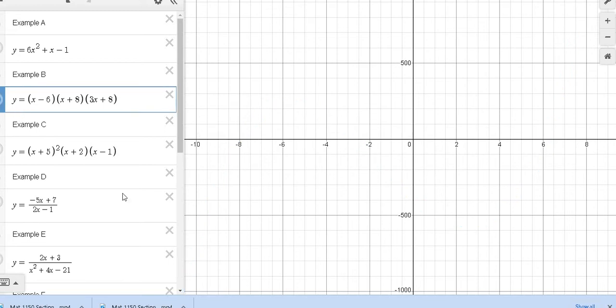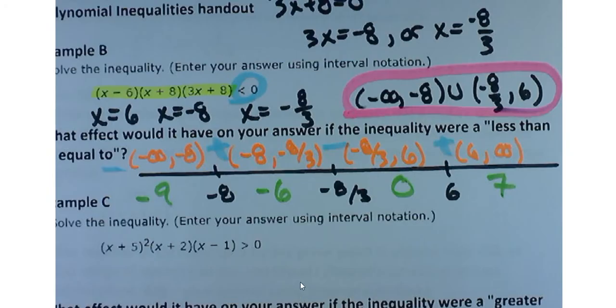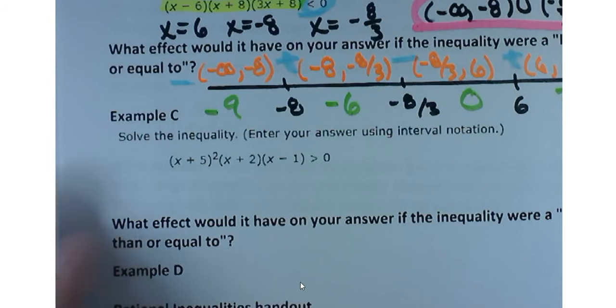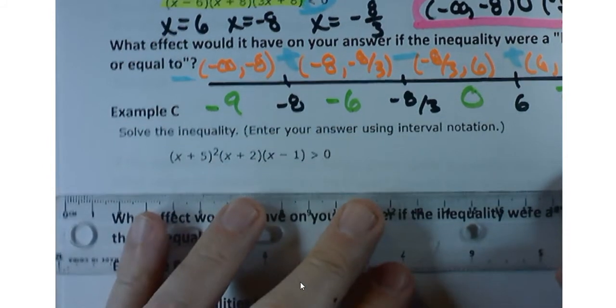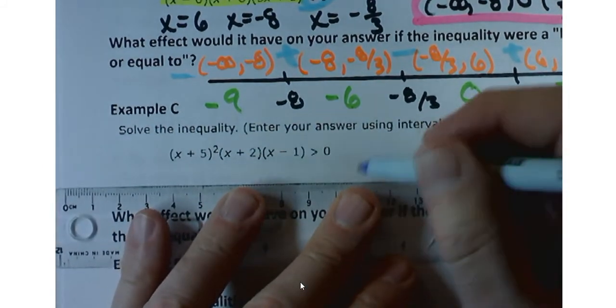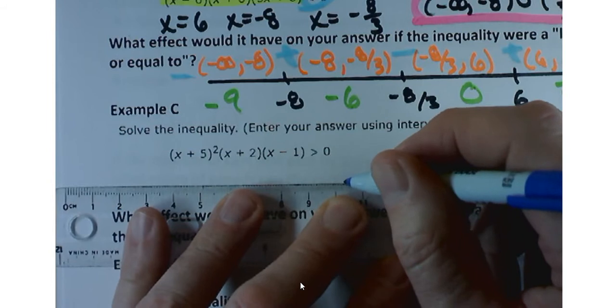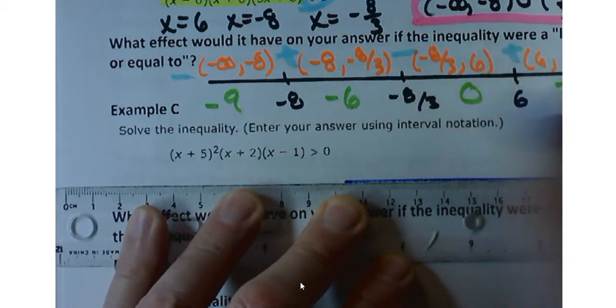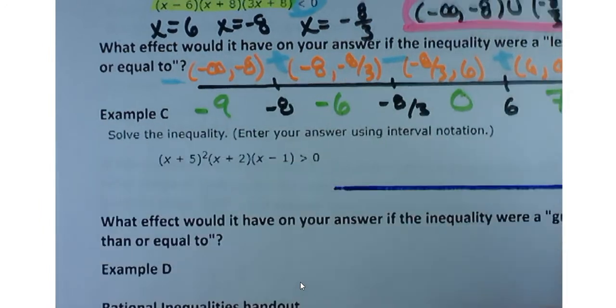Let's try another one like that. So going back to the handout for example C here. Kind of like the last one, I'm going to list a bunch of points here. Where can this graph cross the x-axis, or touch the x-axis, I should say? What are the points I should put on my number line here?